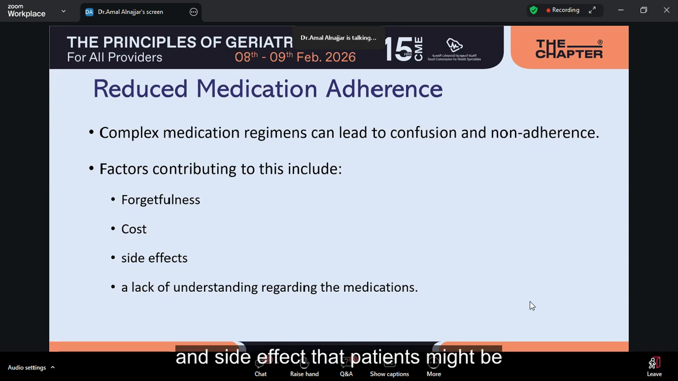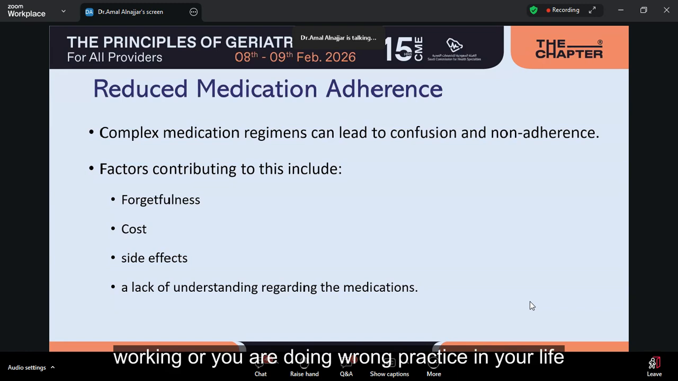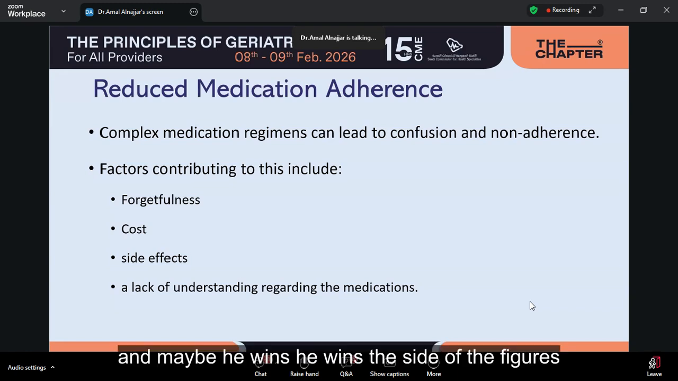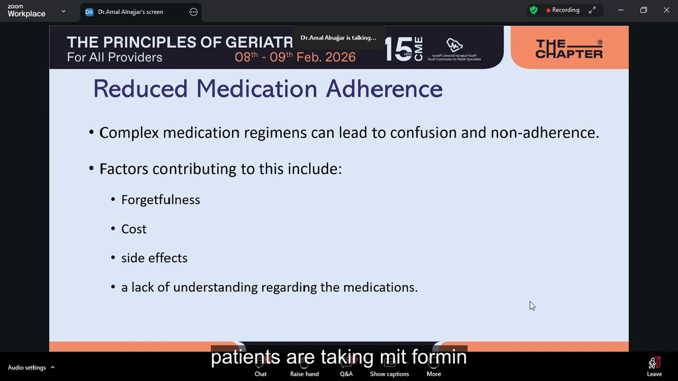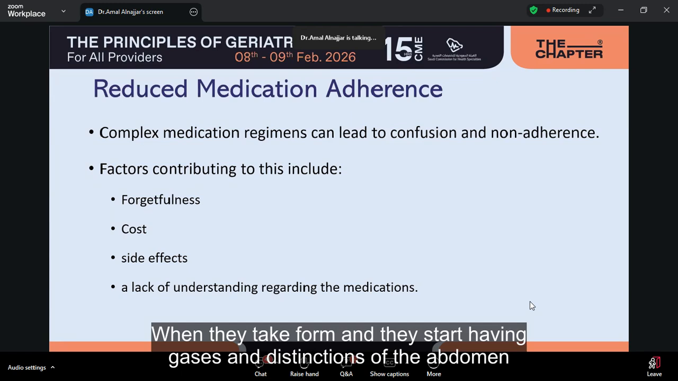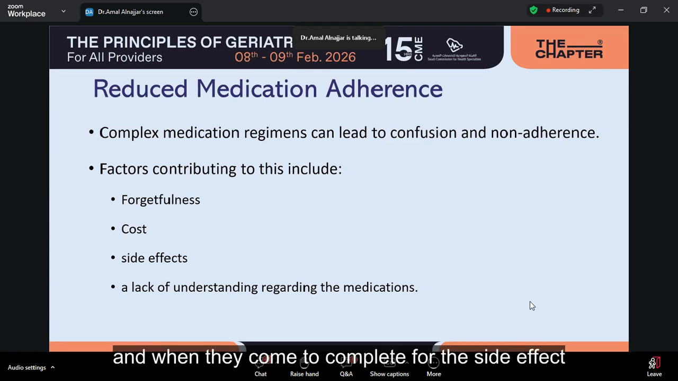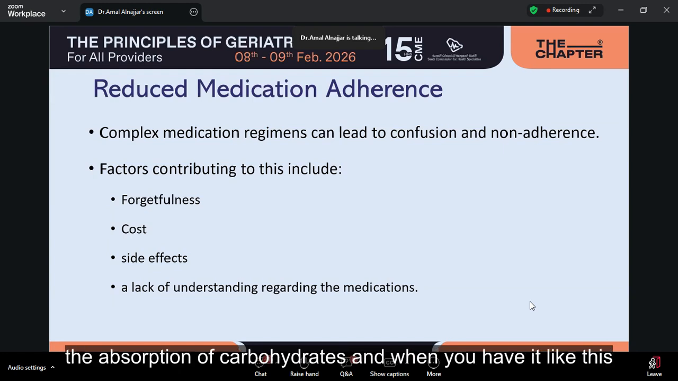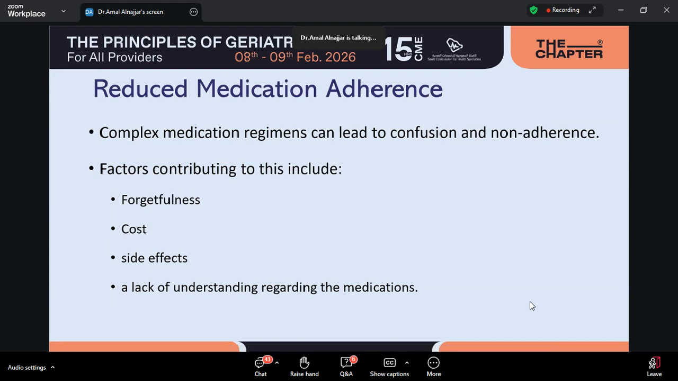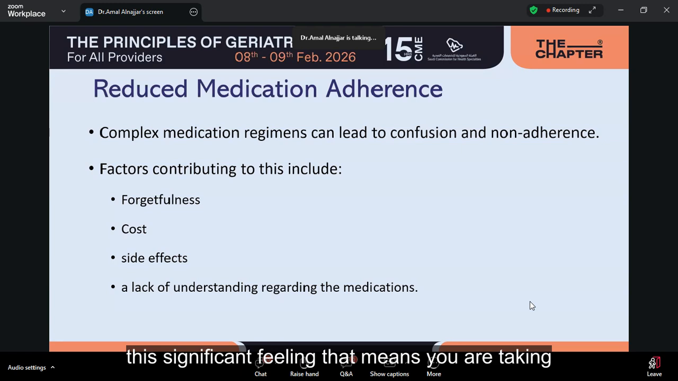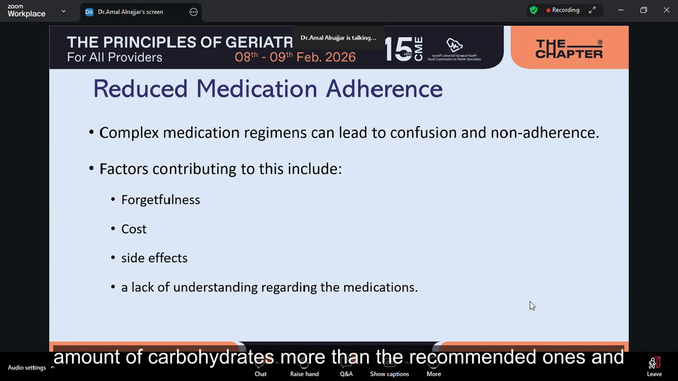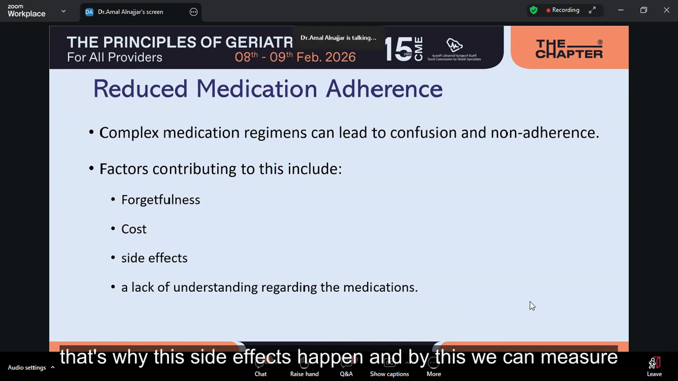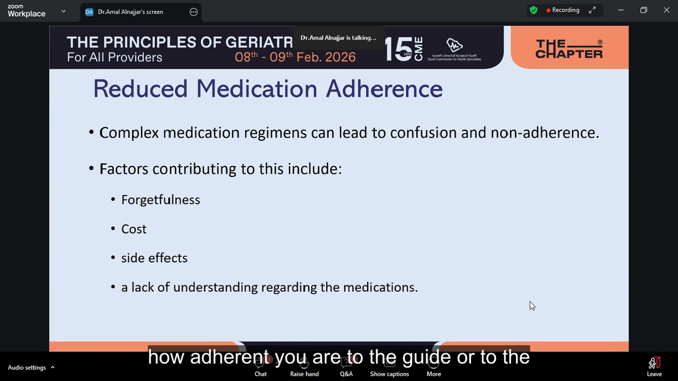And side effects: patients might be exposed to side effects without it being explained to them. These side effects mean either that the medication is working or that you are doing a wrong practice in your life. And maybe once he sees the side effect, he'll stop. For example, patients who are taking metformin start having gas and distension of the abdomen. When they come to complain about the side effect, and that's why we stop the medication, we directly explain to them that metformin prevents the absorption of carbohydrates. And when you have a significant feeling like this, that means you are taking more carbohydrates than the recommended amount, and that's why the side effects happen. And by this we can measure how adherent you are to the advice of the nutritionist at your institution.